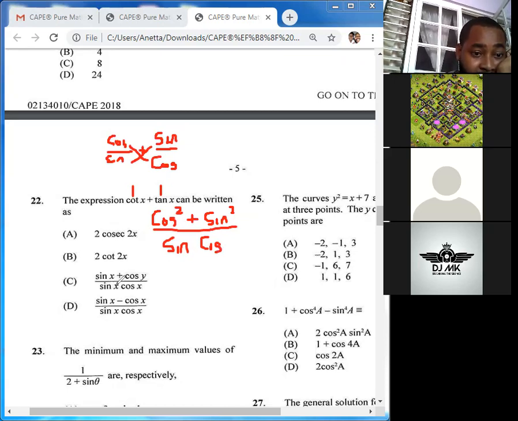You'd like to think it's this, but it's not, because these are squared. And the identity for cos squared plus sine squared is actually equal to 1. This is really 1 over sine something cos something.